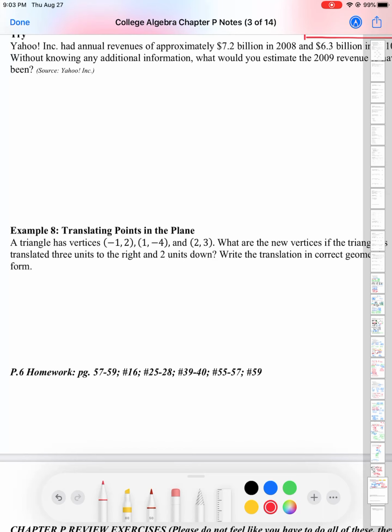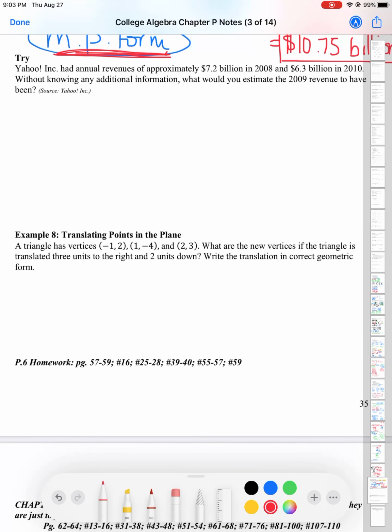And then finally, we're translating points in a plane. So I'm not going to make you actually do it and graph it, but I'm asking you, what are the new vertices if the triangle is translated 3 units to the right and 2 units down? Write the translation in correct geometric form. By that I mean, remember when we went to the right, we would do x plus 3, and when we went down, we would do y minus 2. And so then it's very obvious, to every x value I add 3, and to every y value I subtract 2. So -1 plus 3 is 2.